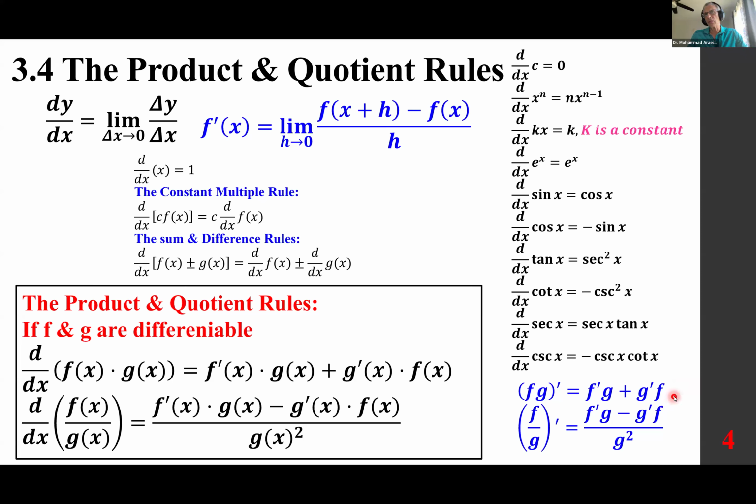This is maybe slightly different from the way some of you have seen it, and I do it on purpose so it becomes easy to memorize the quotient rule. (fg)' is f'g plus g'f. (f over g)' uses the same thing, but you put a negative in between: (f'g minus g'f) over g squared. That's why.